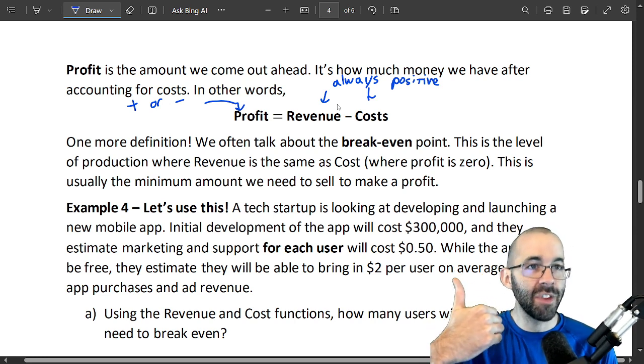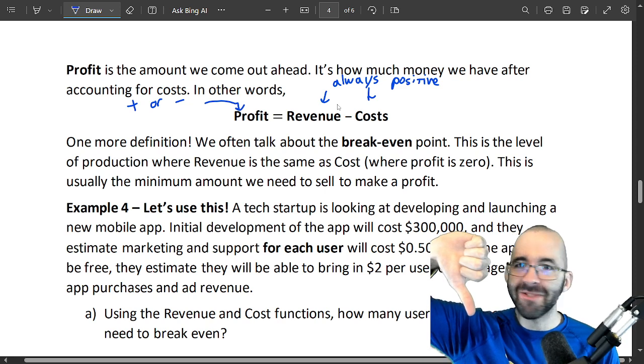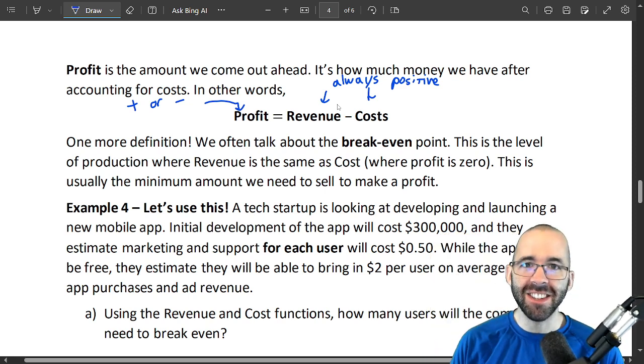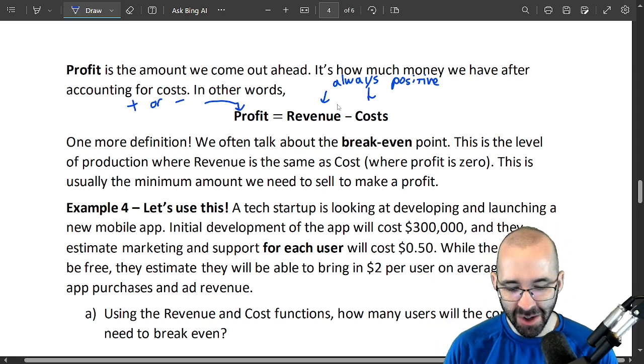Positive profit, you like that as a business. Negative profit, that means your costs are more than your revenue, and that's not so good.